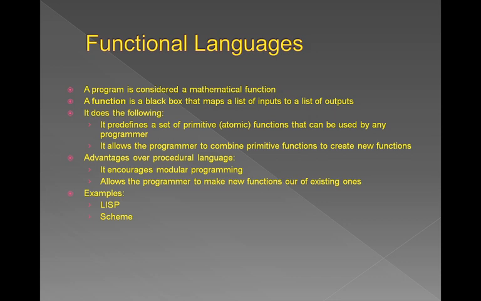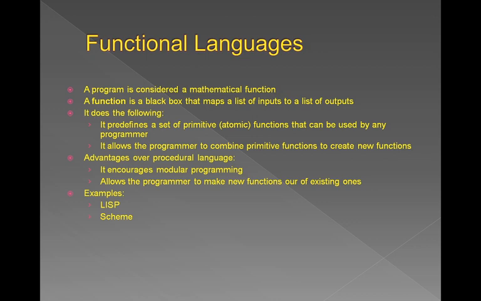Functional languages: a program is considered as a mathematical function. A function is a black box that maps a list of inputs to a list of outputs. It predefines a set of primitive functions that can be used by any programmer. It allows the programmer to combine primitive functions to create new functions. Advantages over procedural languages: it encourages modular programming and allows the programmer to make new functions out of existing ones.